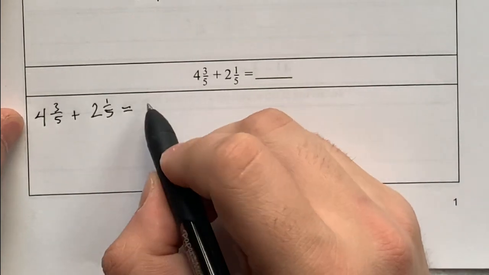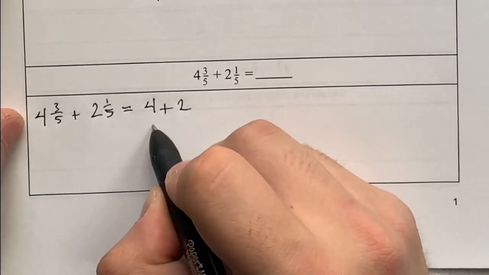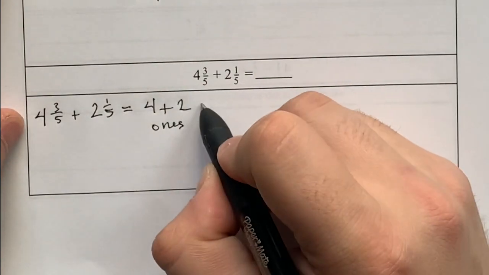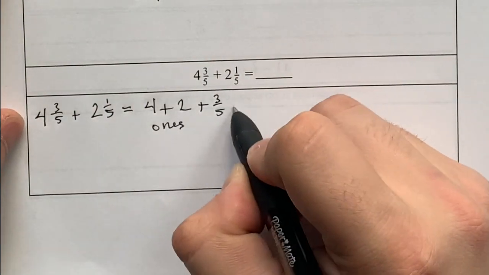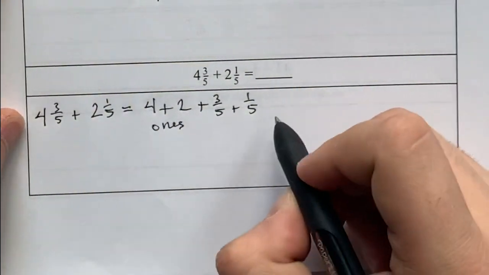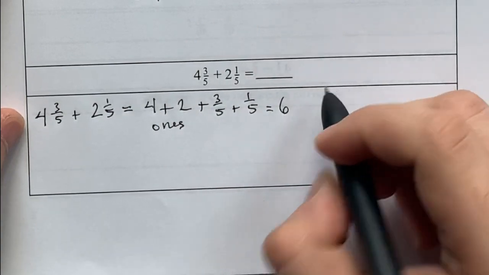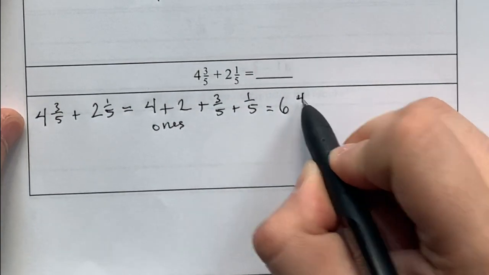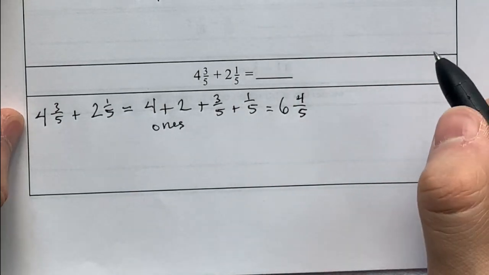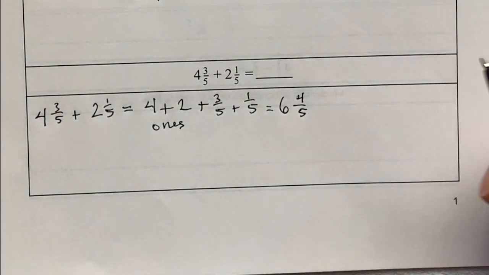For this one, I rewrite 4 and 3/5 plus 2 and 1/5. I group the ones, 4 plus 2, and I group the fractions, 3/5 plus 1/5. I do the ones first always. 4 plus 2 is 6. 3/5 plus 1/5 is 4/5. And that's our adding mixed numbers.